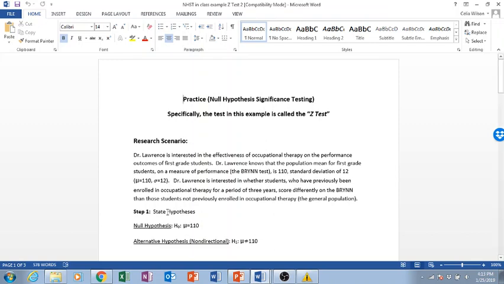All right, so first we're going to state the hypothesis. Well, the null, remember the null always says there are no differences. So Dr. Lawrence's null says the occupational therapy kids' mean is the same as just the general population mean of first grade students, okay? Now, her alternative, she is specifying is non-directional. So she's just saying, you know what, I don't think they're going to score the same, but I'm not sure if they're going to be higher or lower. So I'm just going to say no difference.